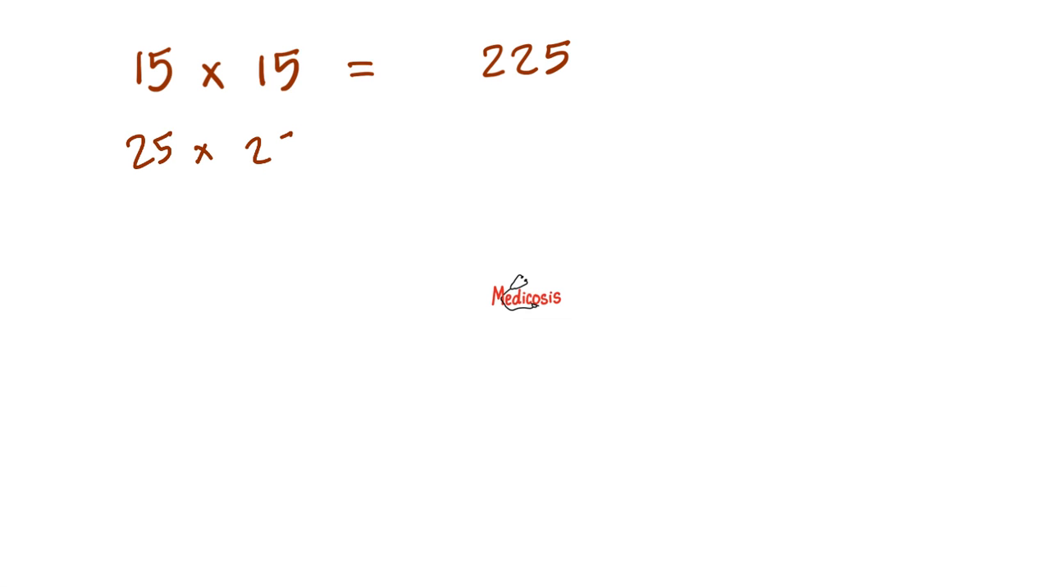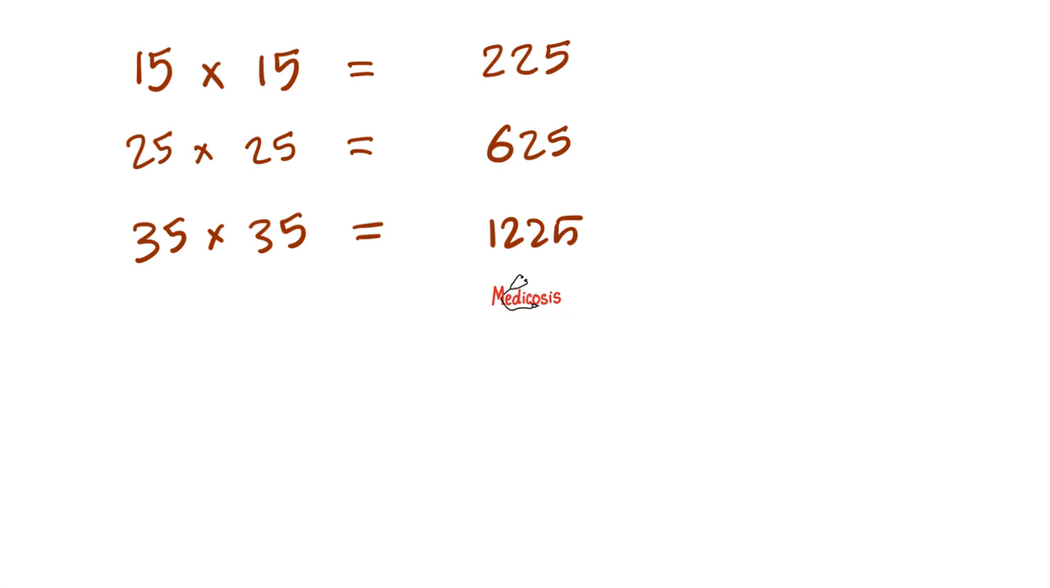Does that work for anything? Absolutely. Let's try 25 times 25. 5 times 5 is 25. Write that to the right. 2 times 2 plus 2. 2 times 2 is 4 plus 2 is 6. 625 is the answer. Oh, is that right? 35 times 35. Let's go. 5 times 5 is 25. 3 times 3 is 9. Plus 3 is 12. There you go.